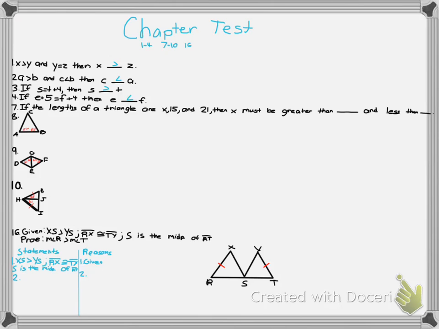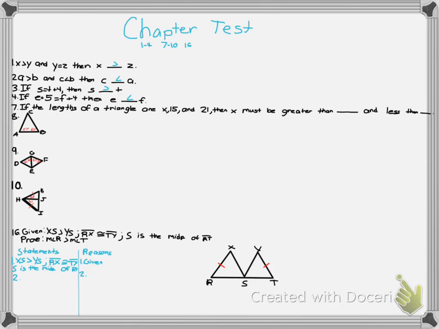Okay. Number 7. Which states if the lengths of the sides of a triangle are x, 15 and 21, then x must be greater than blank and less than blank. So, we know that the sides of a triangle are 15 and 21, and that's all we really need to find the third side.